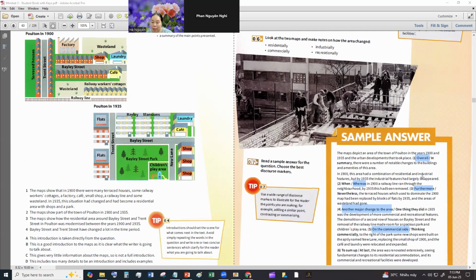Good job. Okay, so I will conclude. To sum up, so you see, this is the end, the conclusion. To sum up, the area was renovated extensively, seeing fundamental changes to its residential accommodation, and its commercial and recreational facilities were developed. Okay, so there you go. This writing approached the map according to features. So they group residential features with industrial features. Okay, and for the second body paragraph, they group commercial and recreational features. So this is another way you can plan your writing.